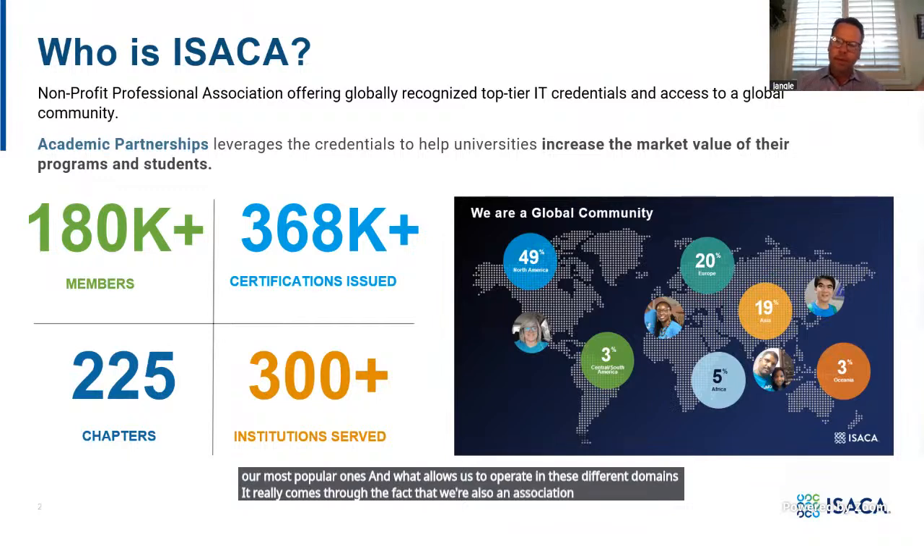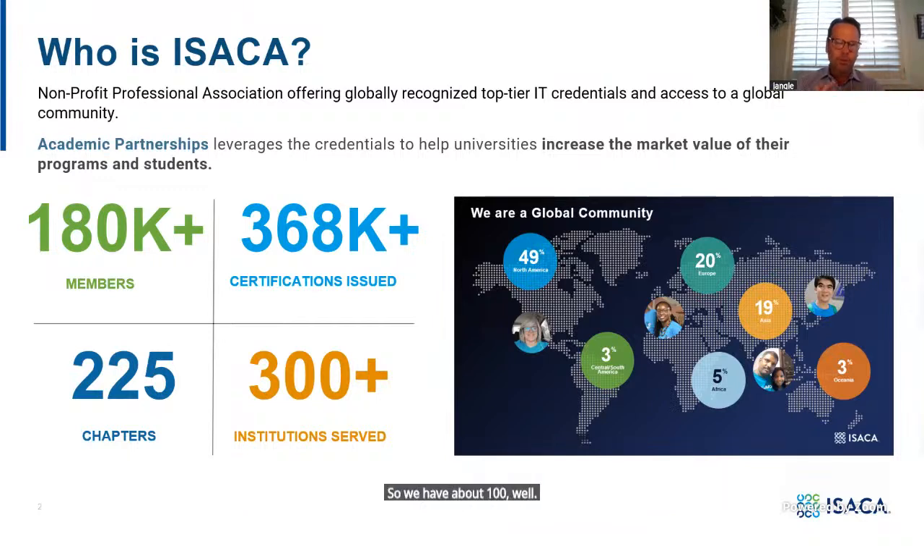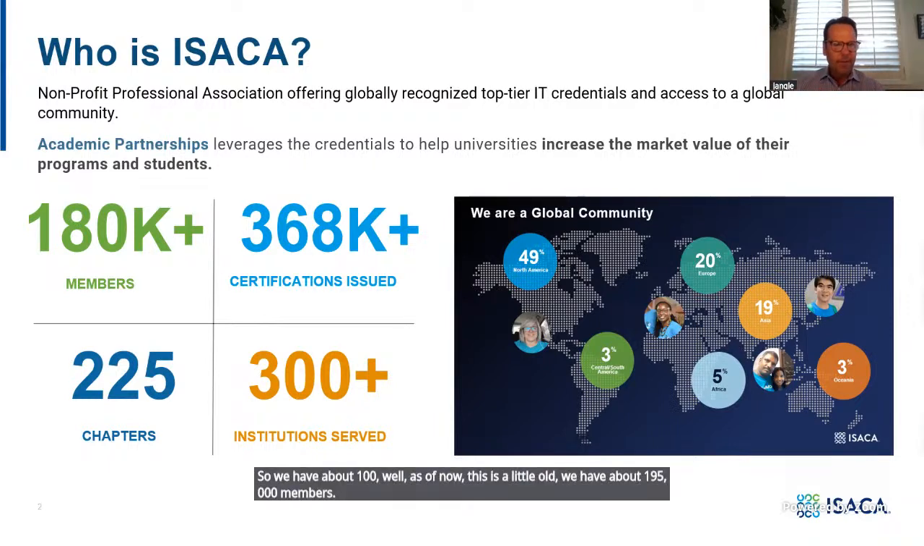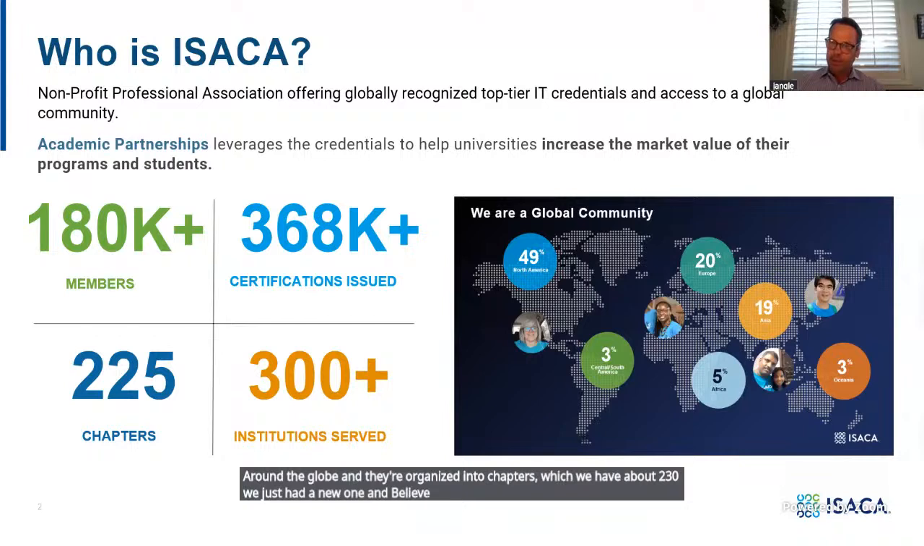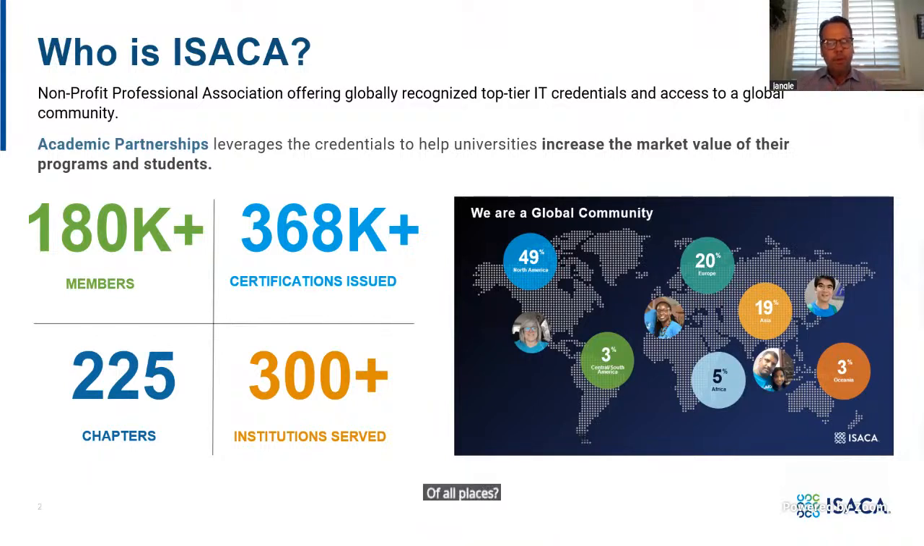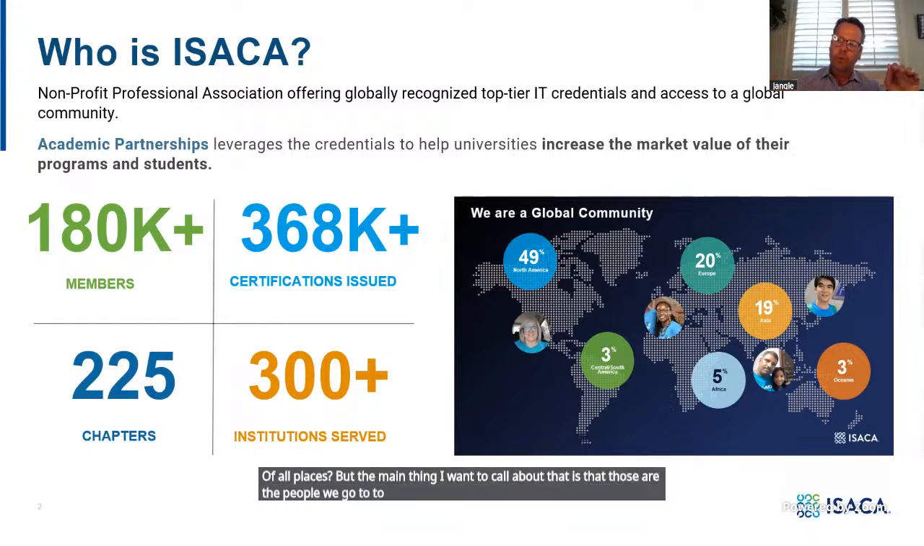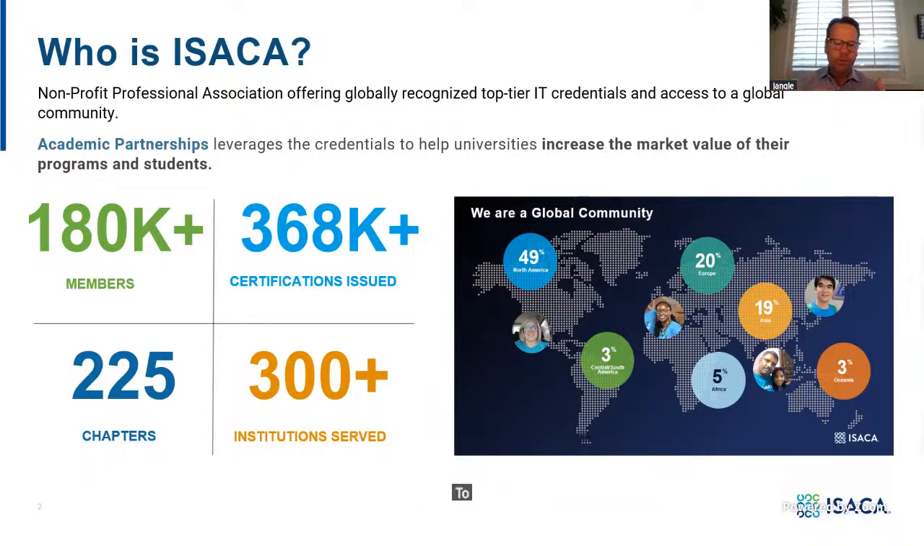So we have about 195,000 members around the globe, as of now, though this is a little old. They're organized into chapters, of which we have about 230. We just had a new one, believe it or not, in Ulaanbaatar, of all places. But the main thing I want to call out is that those are the people we go to, to help us look over the horizon around knowledge, skills, and abilities that are changing, or that they need to be able to do those GRC, audit, and cybersecurity tasks.